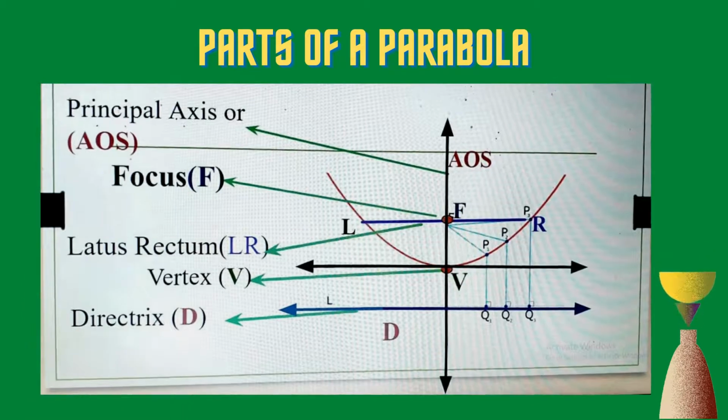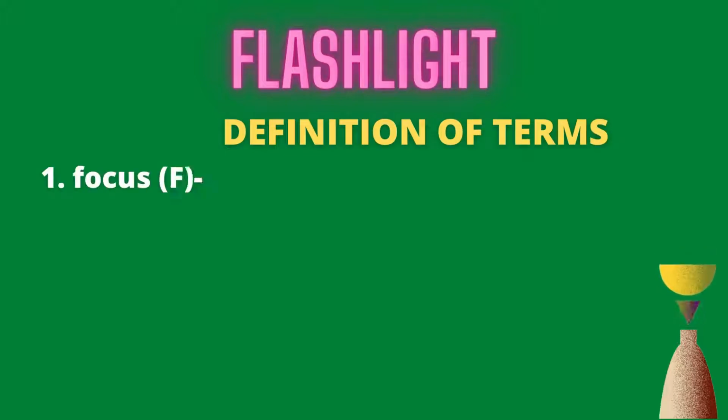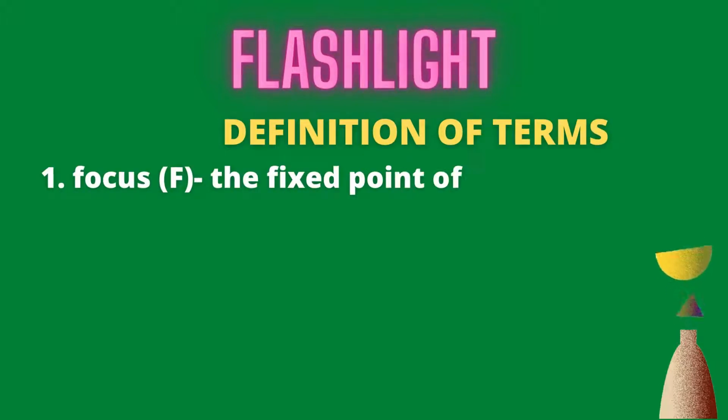The parts of a parabola are illustrated on this slide. So we have here the set of points in a plane, which is the parabola, the fixed point, the focus, the directrix, the fixed line. We also have here the latus rectum and the axis of symmetry or the principal axis. For a clear understanding of the parts of a parabola, let us consider the following definition of terms.